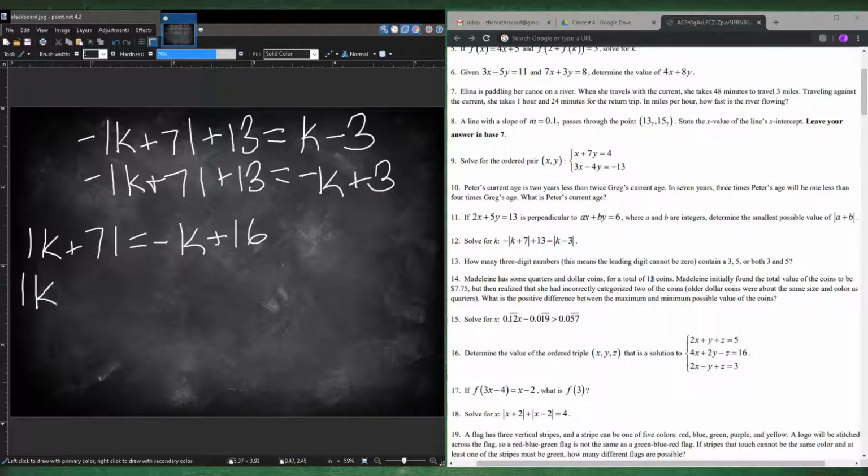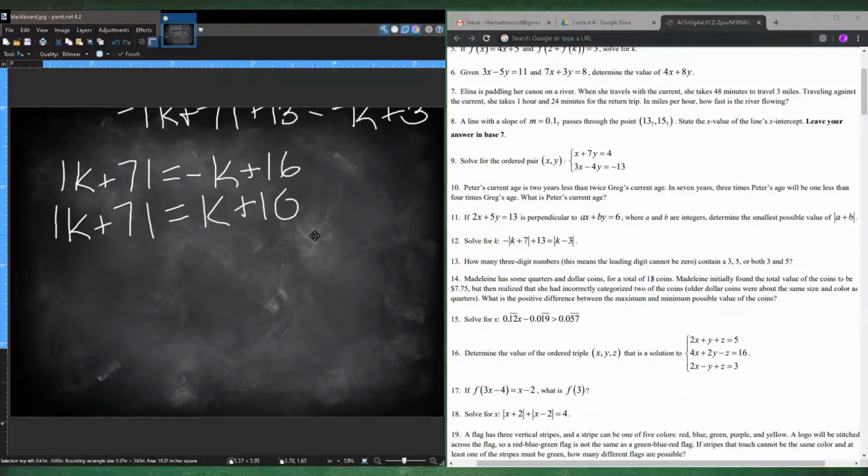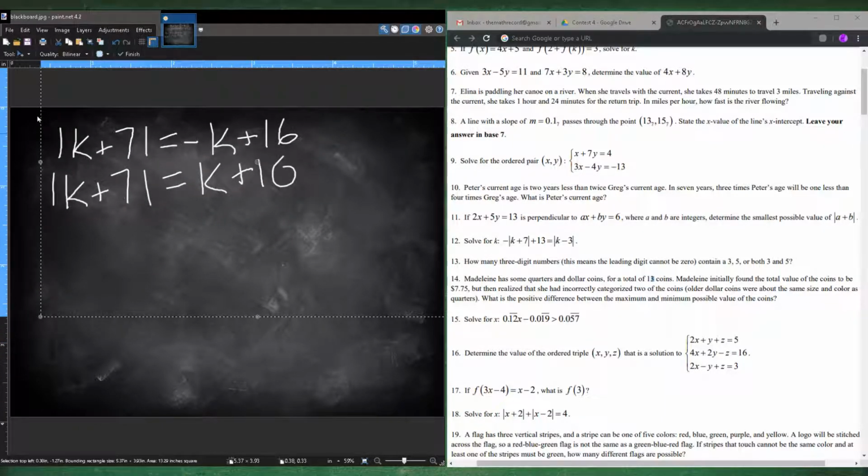And then the next one, which is k plus 7. So negative k plus 3 minus negative 13 is negative k minus 10. Multiplied by negative 1, you basically have k plus 10. Right? So those are your two equations. So now we're going to do the same process again.